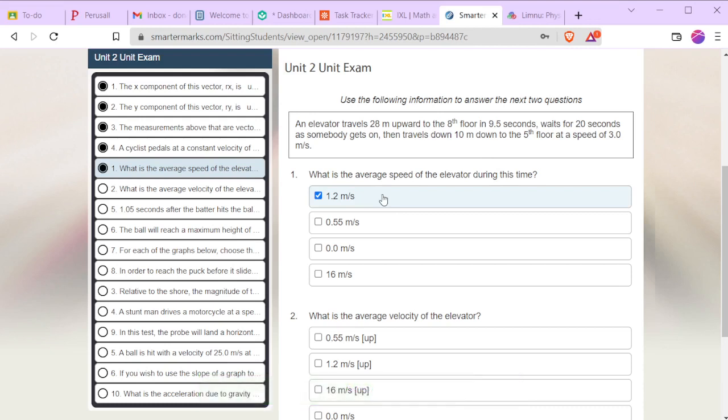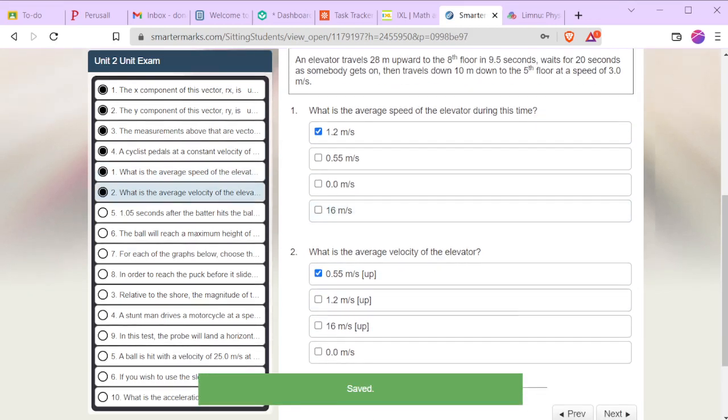Average velocity, the direction does matter. So our total displacement is 18 meters up. But we have the same total time of 32.83 repeating. So that's 0.55 meters per second. Again, in the upwards direction.